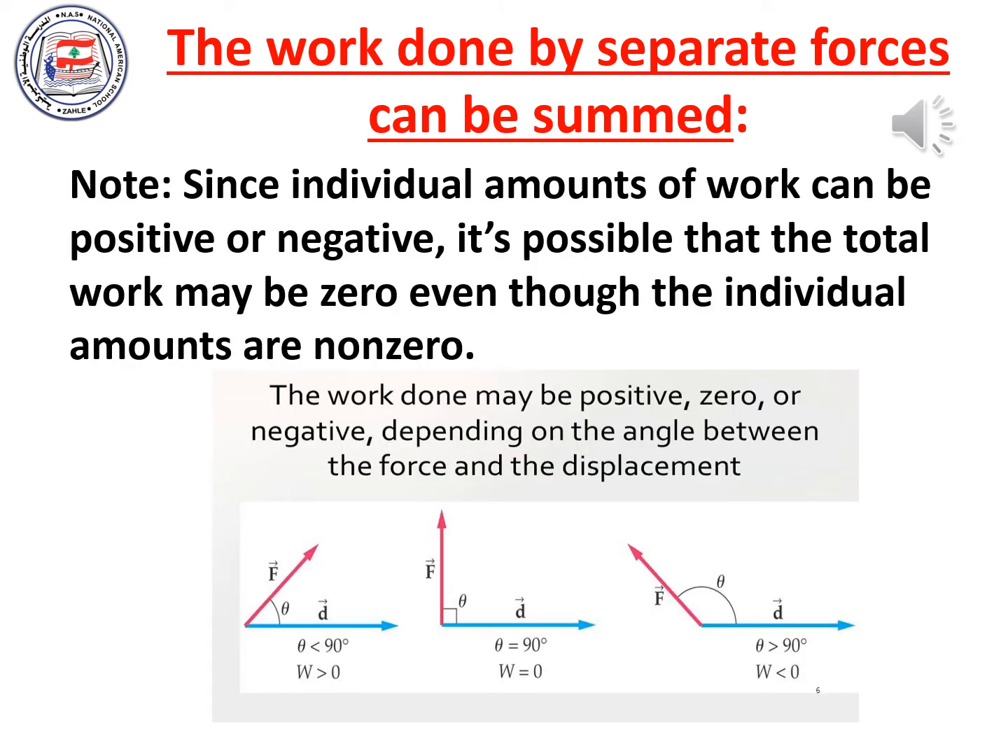Note, since individual amounts of work can be positive or negative, it's possible that the total work may be zero even though the individual amounts are non-zero. In the previous session, we explained that work is negative if the angle between force and displacement is greater than 90 degrees, and work is positive if the angle between the force and displacement is less than 90 degrees, and work is zero if the angle between force and displacement is equal to 90 degrees. So when we add the work done by separate forces, the total amount of work may be zero even if the individual amounts are non-zero, since they can be negative or positive or zero.